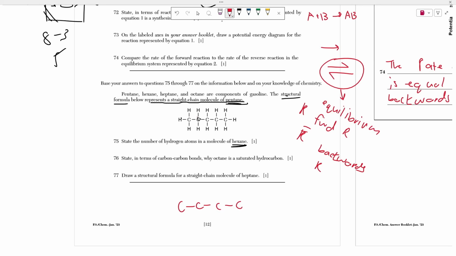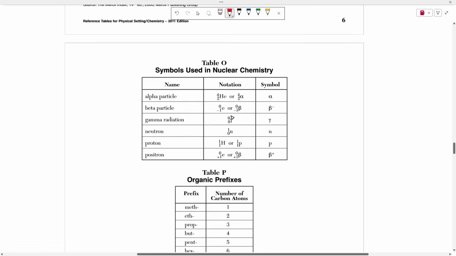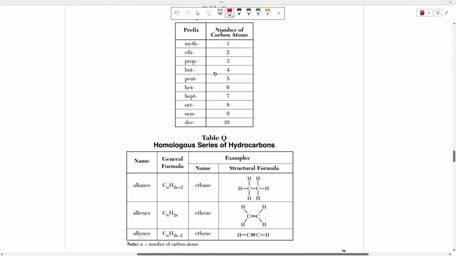And the amount of carbons is determined by its name. For example, pentane has 1, 2, 3, 4, 5 carbons because pent means 5, right? Think pentagon. Pentagon has 5 sides. Hexane, well, think hexagon. Hexagon has 6 sides. Heptagon has 7 sides. Octagon has 8 sides. If you don't want to remember all that, you can scroll down into the organic chemistry section, and we see how hex means 6, pent means 5, hep means 7, okay?